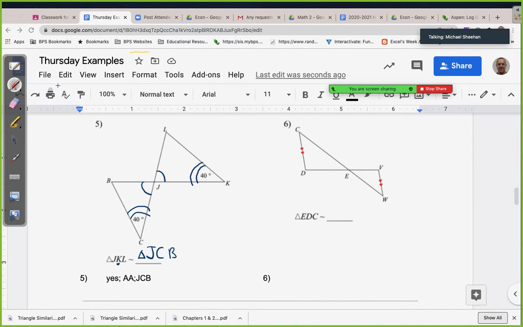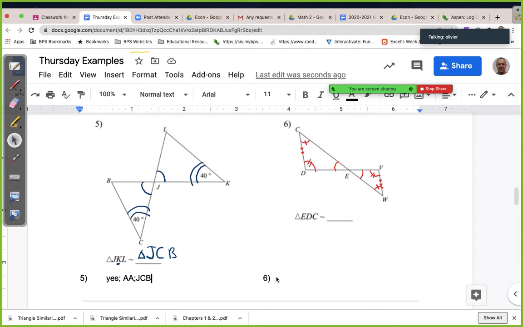First thing I'm going to point out is the vertical angles. Angle E in this triangle and angle E in this triangle are the same. And now look, I see parallel lines. This line and this line are parallel. So that means that this angle and this angle are congruent. They're alternate interior angles. And then it also means this is a transversal also. So this angle and this angle are congruent. Those are alternate interior angles.